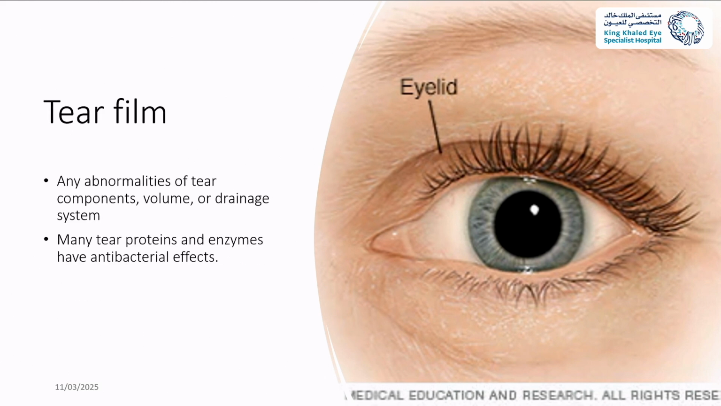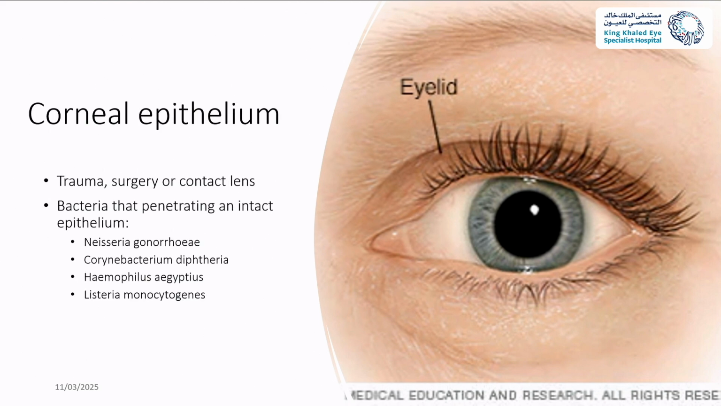The tear film is also an important factor, because it secretes immunoglobulin that acts as an antimicrobial. So it is not the tear alone, it's also the components that it has in the tear. It acts as an antimicrobial, protects the surface of the cornea, and also kills any pathogens that come in contact with it. So any abnormality of the tears regarding the components, the volume, or the drainage system will affect this defense mechanism and might lead to an infection.